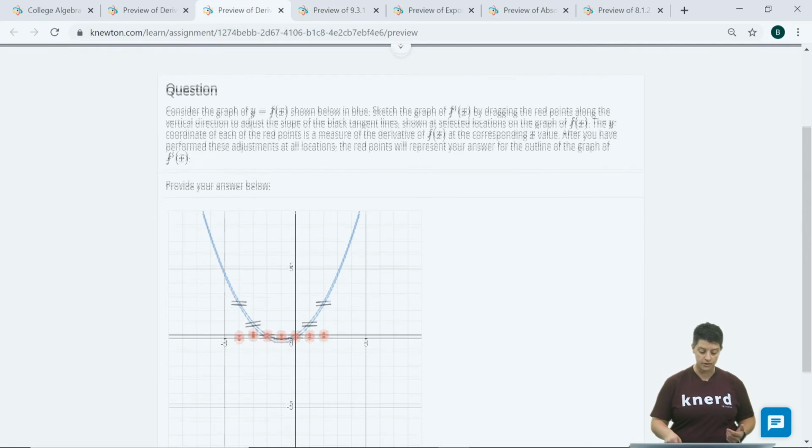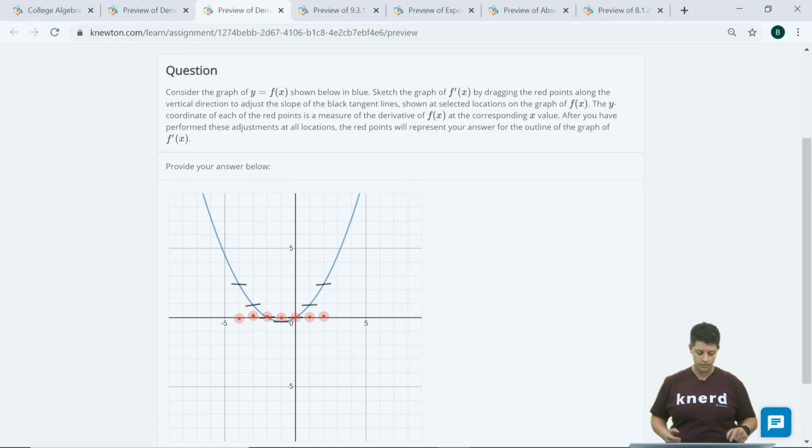Let's move to calculus, where we have a different type of graphing problem. You see all of these red dots? That means they're all movable. As I move the dots, it changes the black line. Right? So it's just about moving the dots.